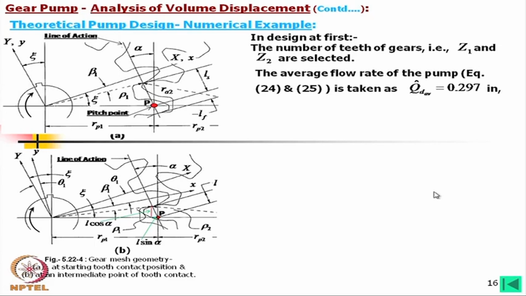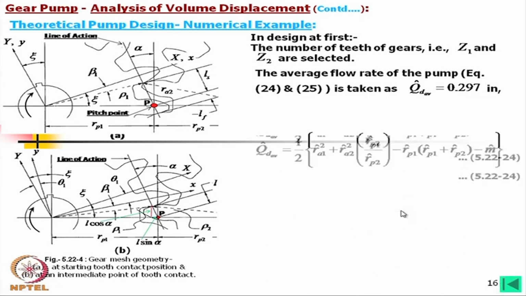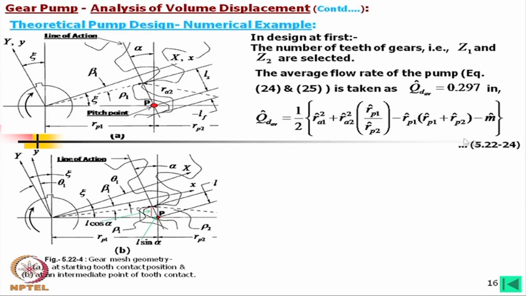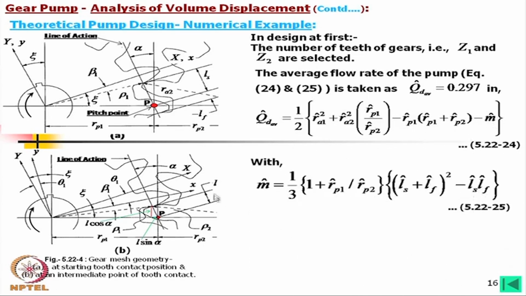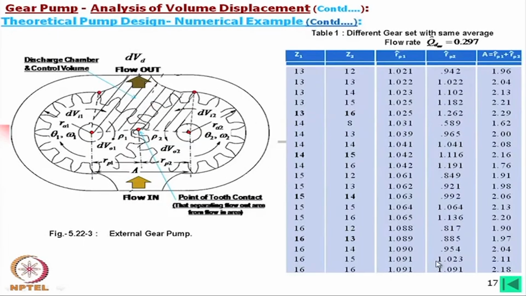Now, the average flow rate of the pump in this calculation, we are going to show some results. Q D average is very close to 0.3, so it is taken as 0.297. This is an arbitrary value, one can take 0.1 also, but we have to be careful that from some absurd value all the data will be absurd. So, now we consider again these equations, and m is expressed like this, and in that way we get some typical result which is shown in the next slide.